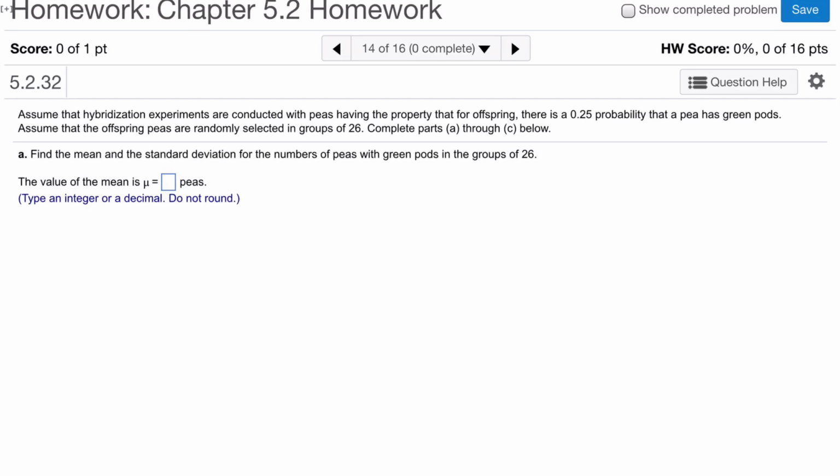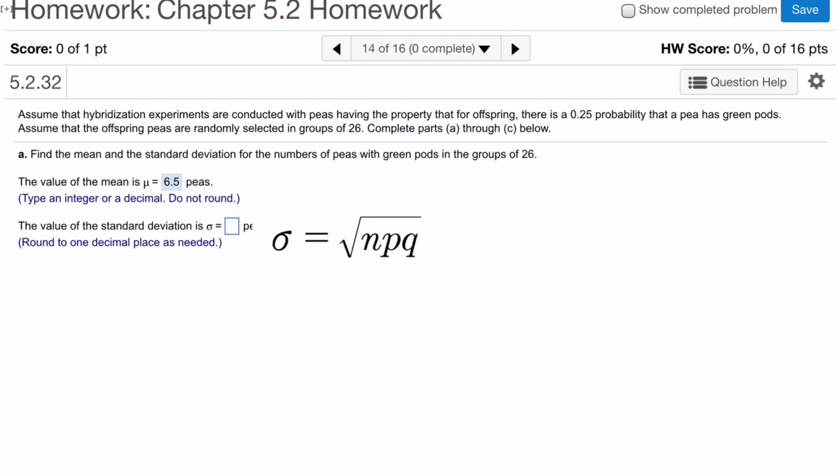This will be an example of a binomial experiment since there are a finite number of independent trials and the probability of a success is consistent from trial to trial. So we will find the value of the mean by multiplying the number of trials by the probability of a success per trial. So we will multiply 26 by 0.25. So the value of the mean is 6.5.